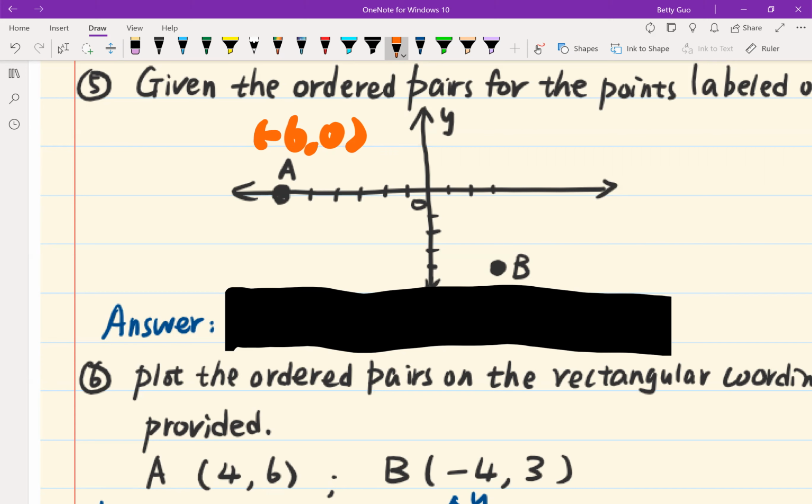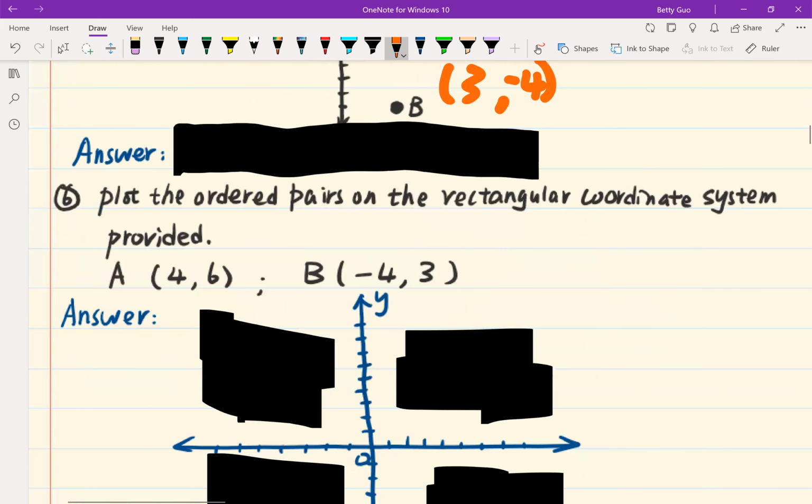What about B? Point B, which quadrant? Quadrant 4, yeah. So x is supposed to be positive, y is supposed to be negative, right? And you can count. It's 3 units to the right and 4 units below. So what is it? 3, comma -4. Awesome. Perfect. Don't lose points on this. Is that clear, Sammy? Number 5. Okay, cool.